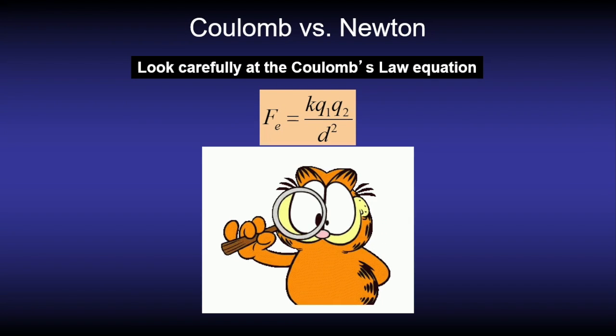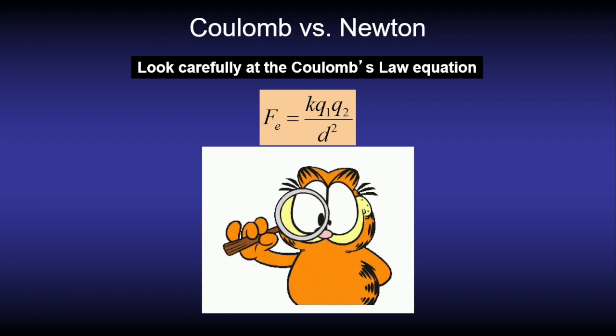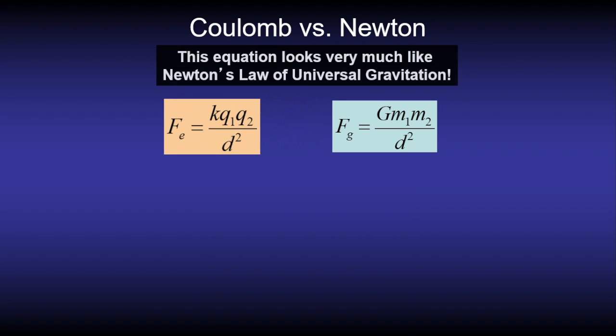So let's look really carefully at this Coulomb's Law equation. If we look at it, we're going to realize that it looks a lot like Newton's law of universal gravitation. Newton's law of universal gravitation has to deal with a constant, in this case big G, times m1, which is the mass of one object, times m2, which is the mass of a second object, divided by d squared, and d is referring to the distance from the center of one object to the center of the other. And that's the same d that we would use in our electrostatic force equation as well.